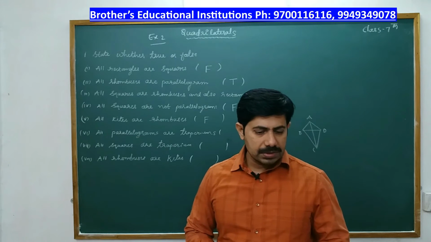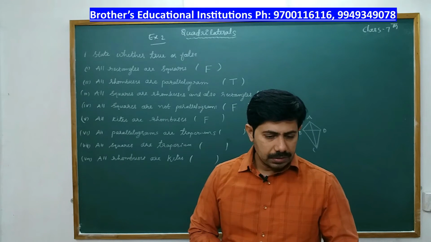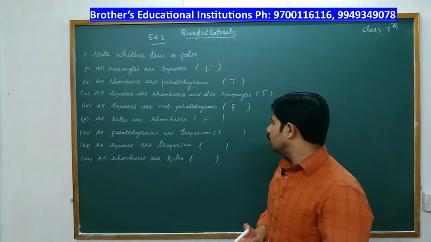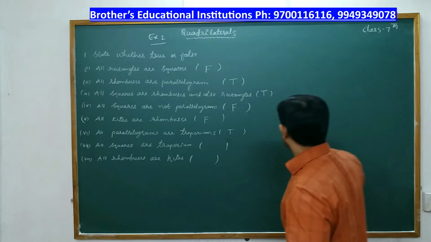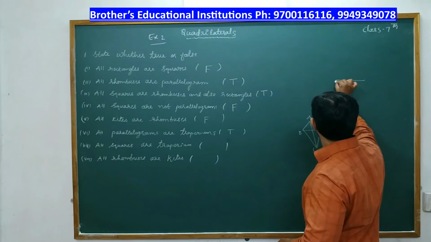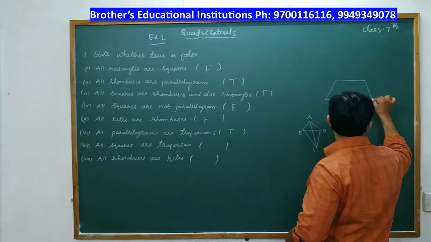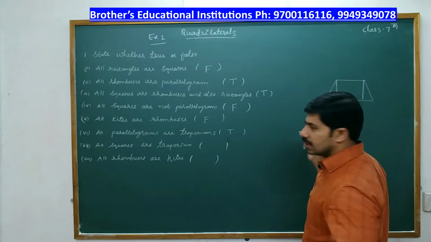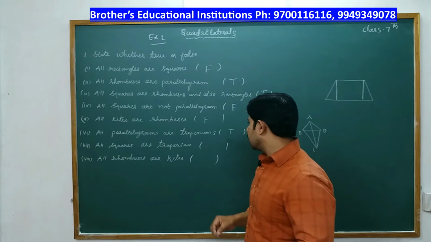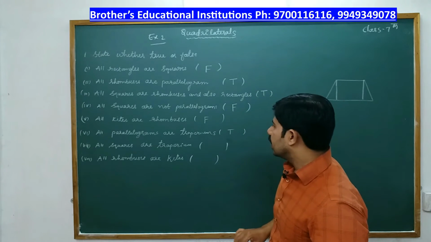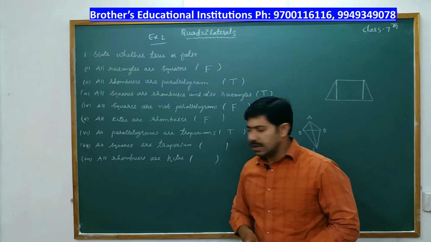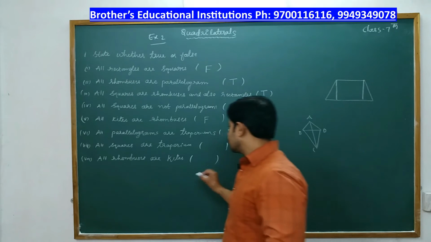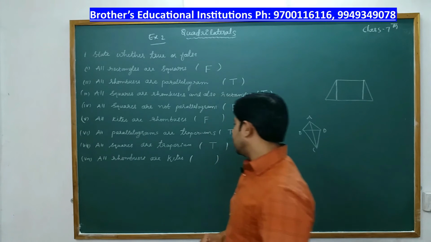All parallelograms are trapeziums is a true statement because if you take a parallelogram, in a parallelogram opposite sides are equal and in construction we can get a parallelogram, right? So all parallelograms are trapeziums is a true statement. Okay, then next one is all squares are trapeziums. All squares are trapeziums is a true statement.